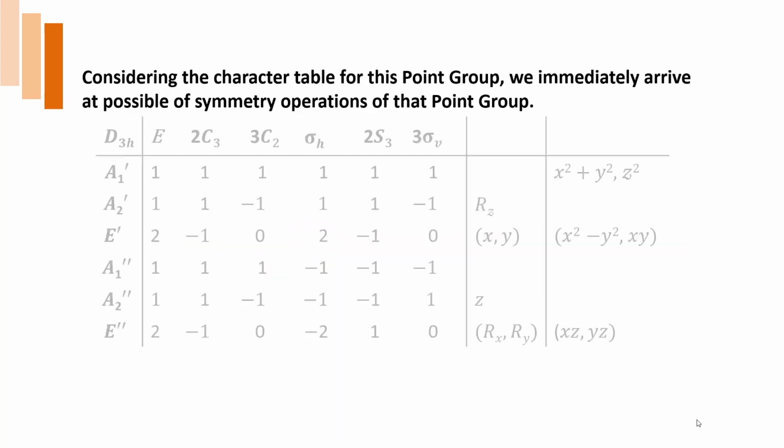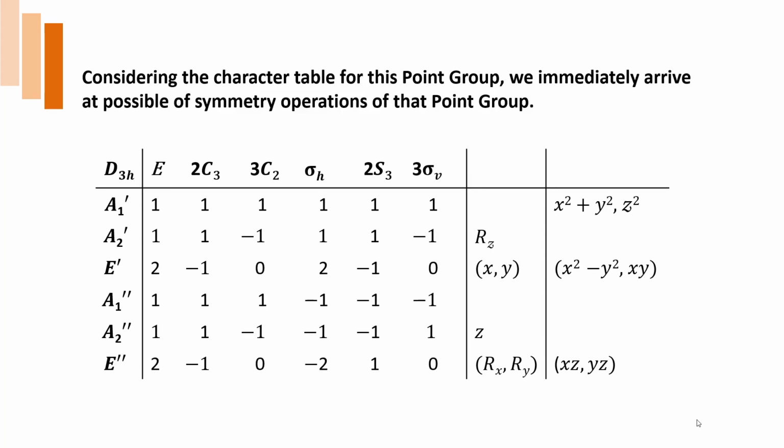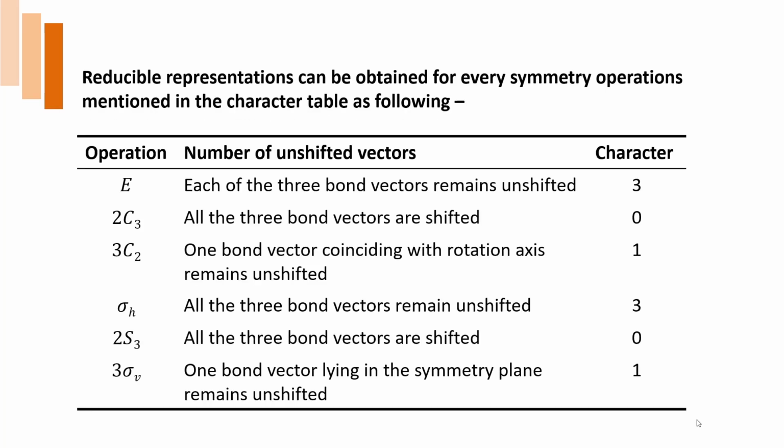In such a case, we'll again take the D3h character table as a reference, where A1 prime, A2 prime, E prime, A1 double prime, A2 double prime, and E double prime are the irreducible components. And the character table is going to help us decide which atomic orbitals are going to actually hybridize, mix, or combine. To obtain the set of reducible representations, take identity as an example: it has three bond vectors and all of them remain unshifted.